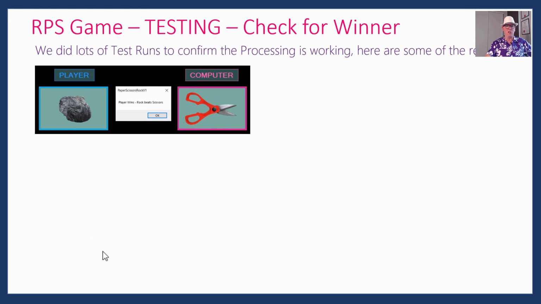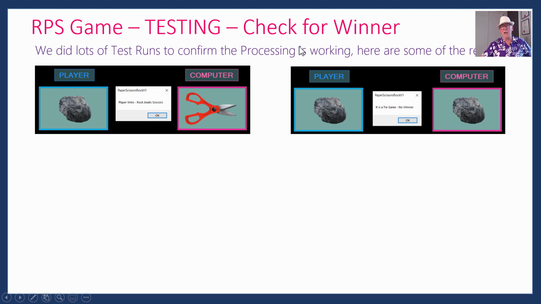And when we do the testing now to check for a winner, hey, it's starting to work. So the player clicked rock, and the computer randomly chose scissors. Not good, because the rock can smash the scissors, so the player wins, rock beats scissors. All right, another one here.